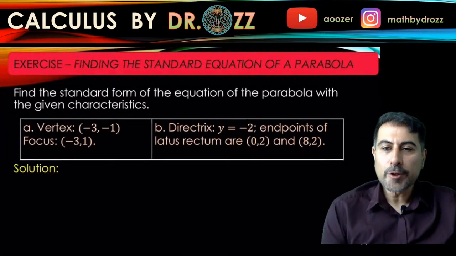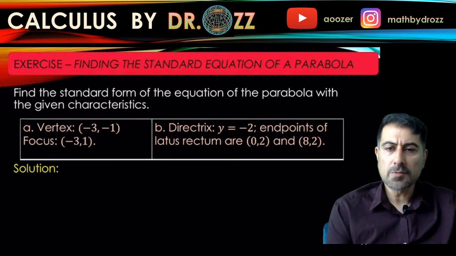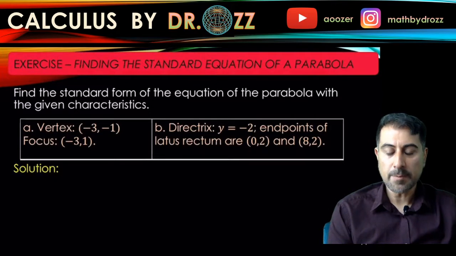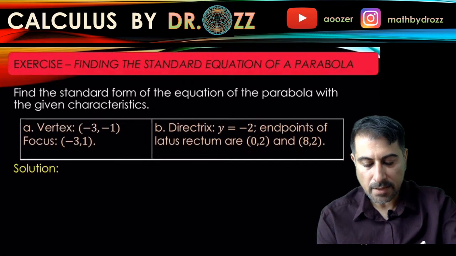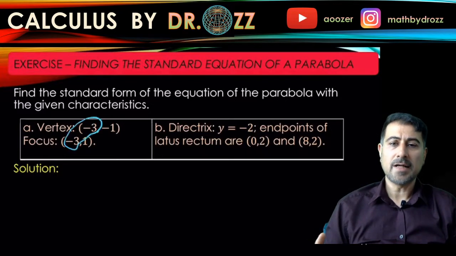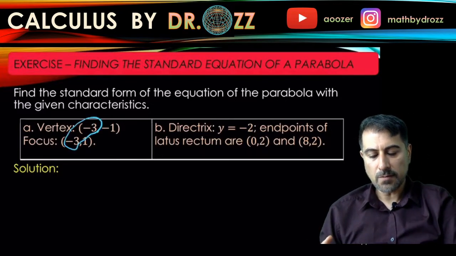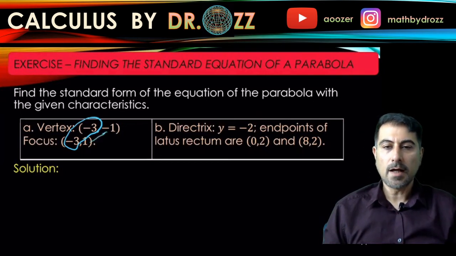All right, let's look at part A. We're given the vertex to be (-3, -1), and the focus to be (-3, 1). We are going to come up with the standard form of the equation of the parabola. As you see, the x coordinates are exactly the same from the vertex to focus. Let's see what kind of parabola satisfies this. The only change from vertex to focus is in the y coordinate, from -1 to 1, so they are 2 units apart.